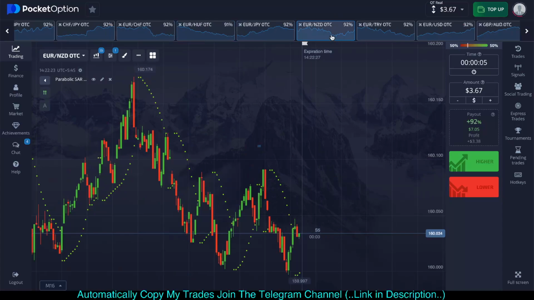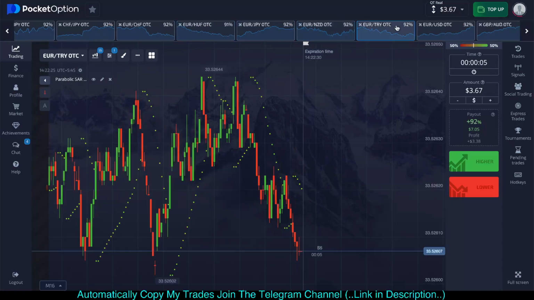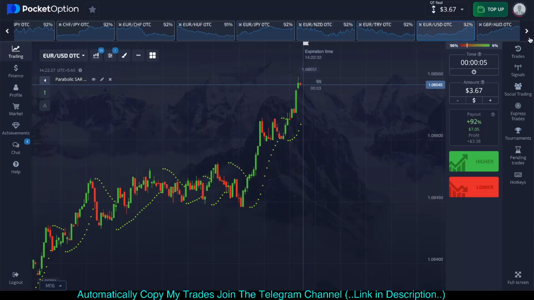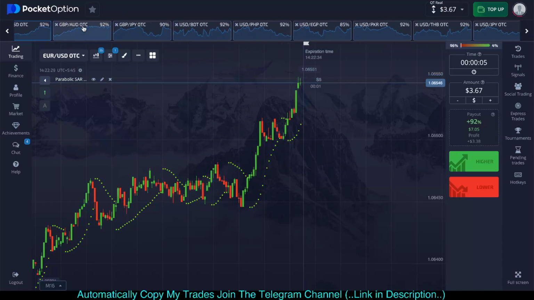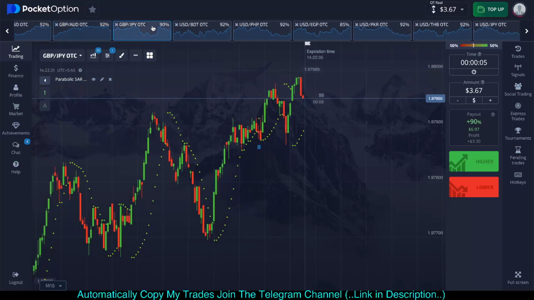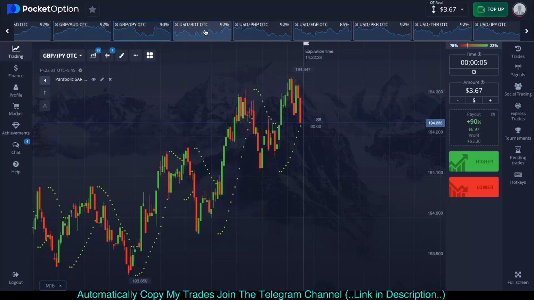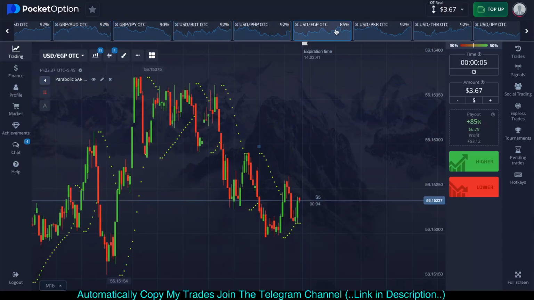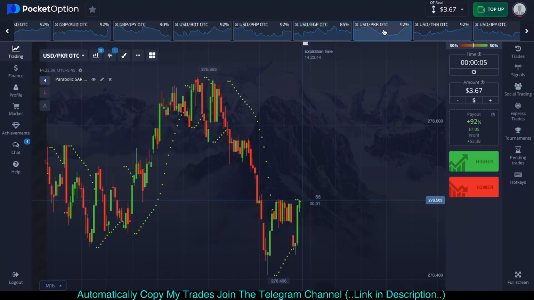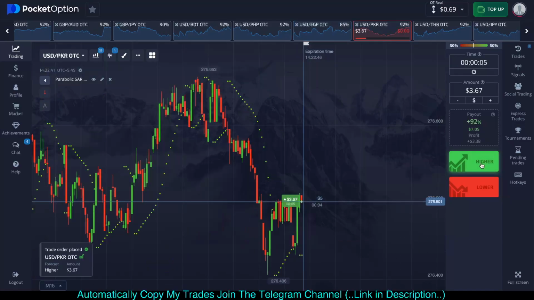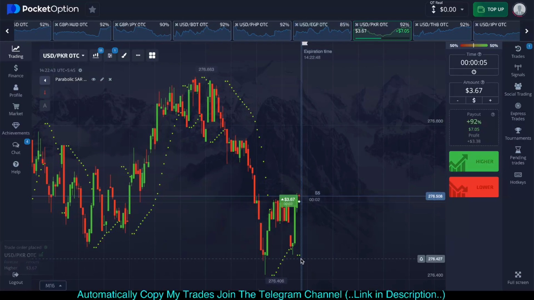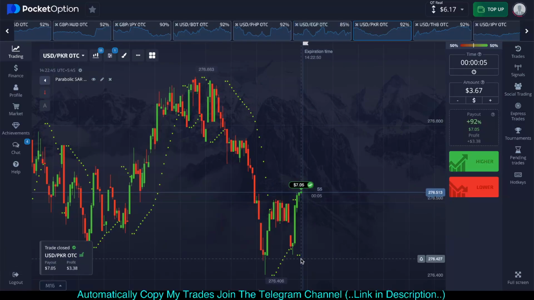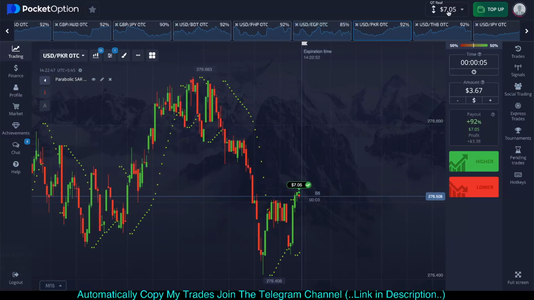So we missed it. Let's see. Okay, let's see further. If you have any suggestion, then do comment below. I'll make a video on that also if you have a good suggestion. So there was the second dot, that's why I made a trade by clicking on higher here, and we made a profit. So now our balance has gone to 7.05.